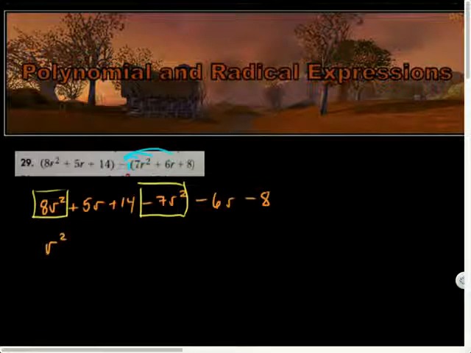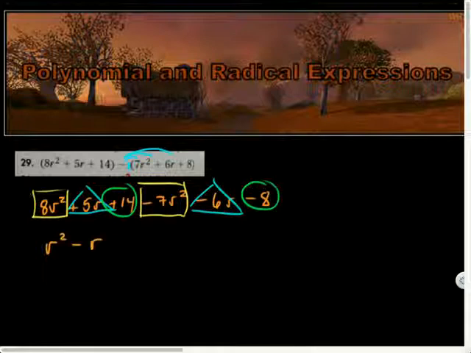As far as the 5r, does he have any friends? Negative 6r. So 5 minus 6 is negative 1, and there's still r's. You could write those 1s there if you wanted, but we'd rather let them turn invisible. Bloop, bloop, bloop. And then how about our constant terms? I've got 14 and negative 8. Those are like terms. So 14 minus 8 is positive 6. And voila, there we go.